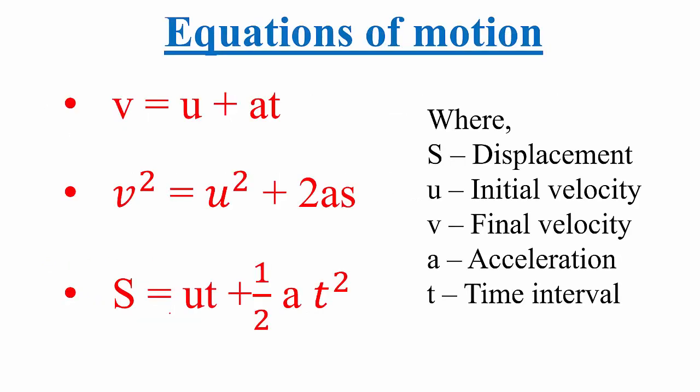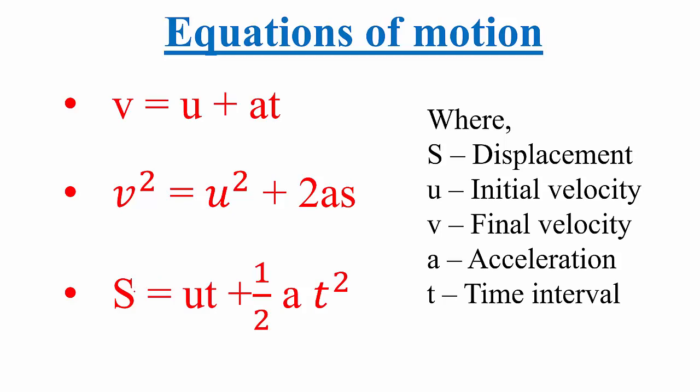Now we can study what are the equations of motion. There are three important equations for motion and they are V equal to U plus AT. Second one, V square equal to U square plus 2AS. And third equation, S equal to UT plus half AT square. You already studied about equations of motion in your high school. And again the same equations of motion you are going to study in your class 11.